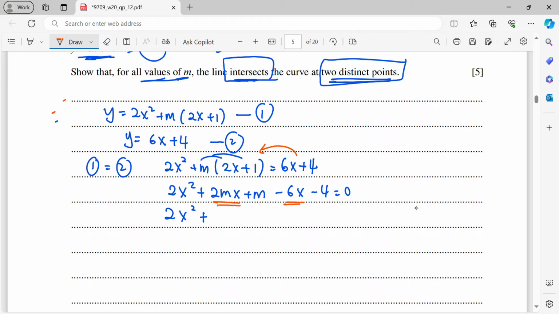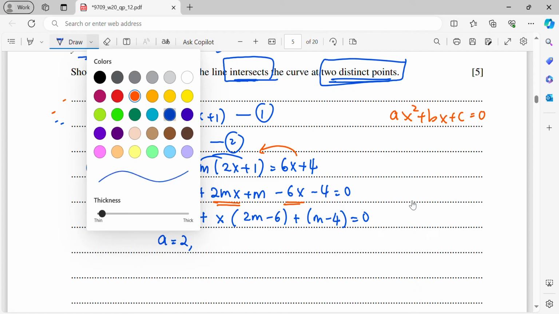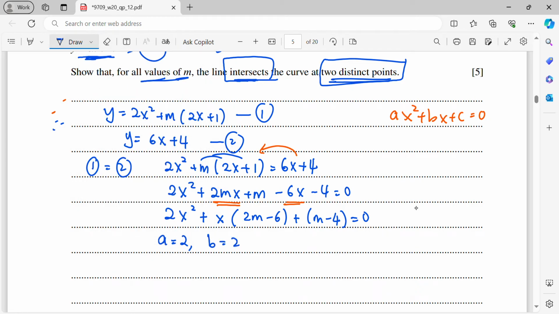That will be my term with x. Okay, so I will factorize the x and write 2m minus 6. Then followed by m minus 4. That will be my constant. Okay, so from here my a is 2 when you compare with the quadratic equation. Now my b is going to be 2m minus 6. Then my c is m minus 4.